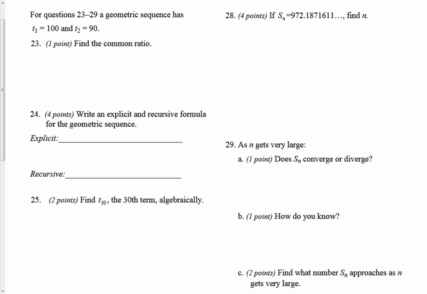Question number 23 through 29 involves a geometric sequence with a first term of 100 and a second term of 90. So they ask us in 23 to find the common ratio. This means 100 times what gives us 90.